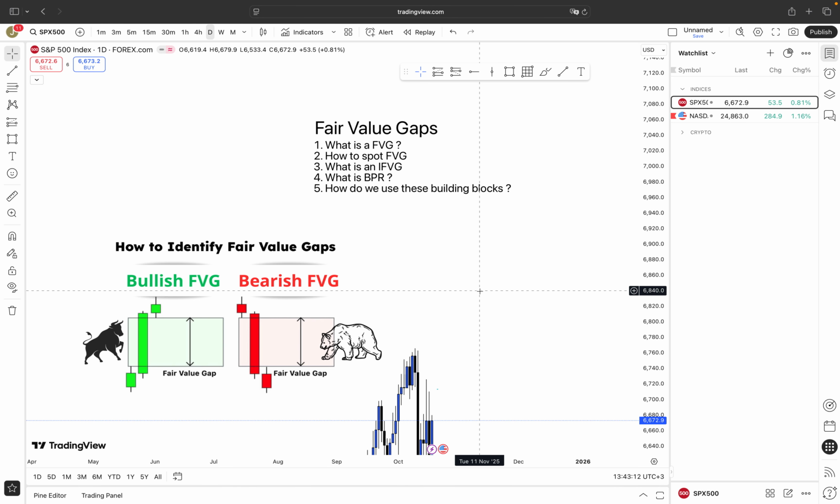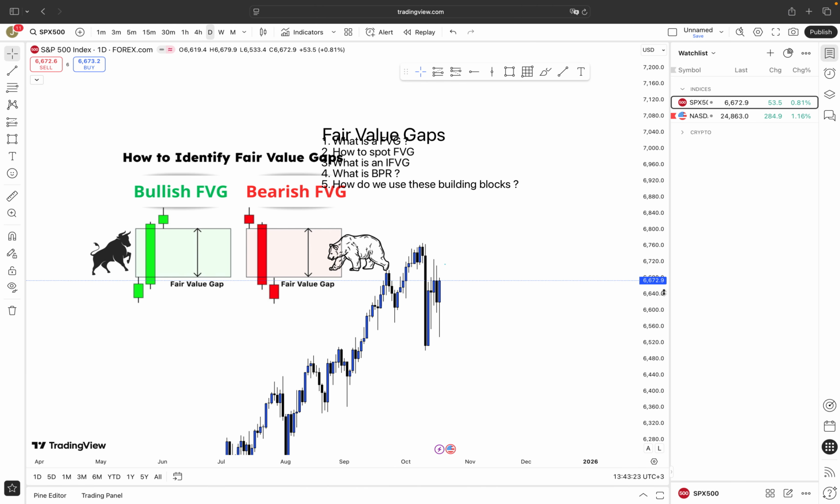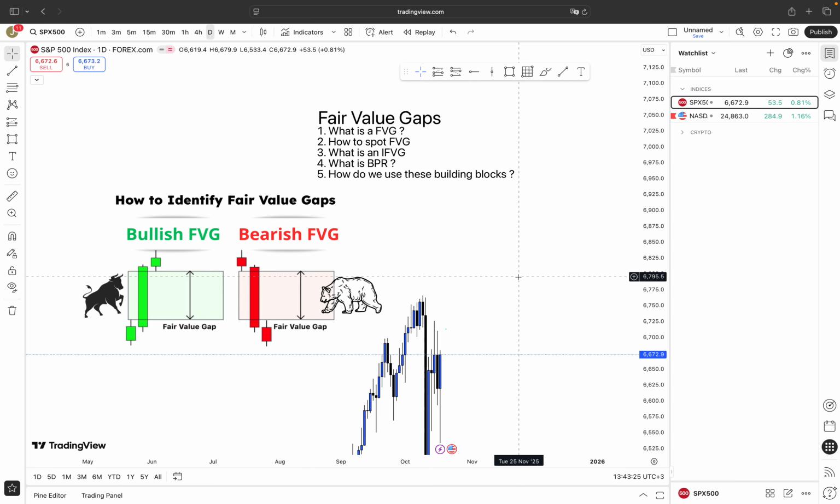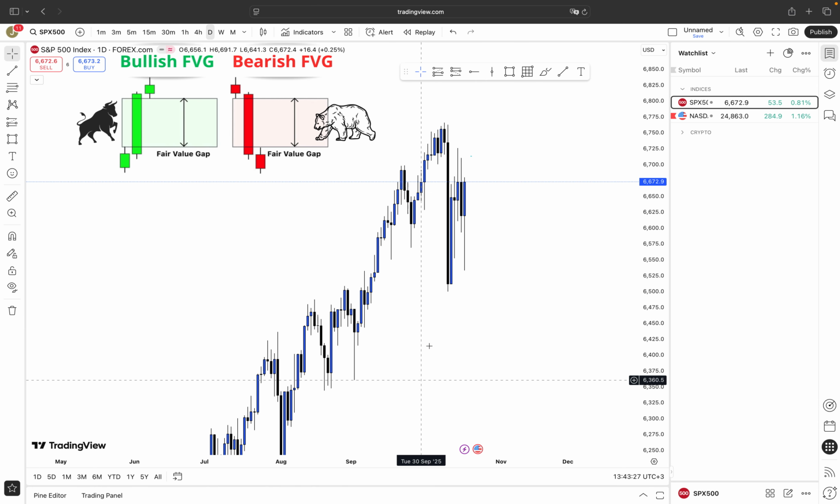A balanced price region is basically where we have a bullish and a bearish fair value gap overlapping, creating this balanced price region that the market is preferably trying to revisit. So it acts again as a magnet.